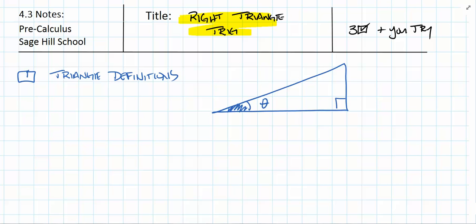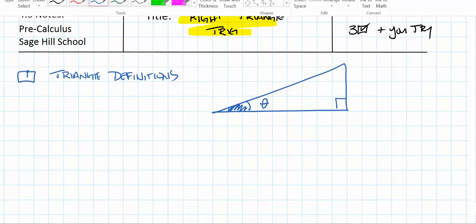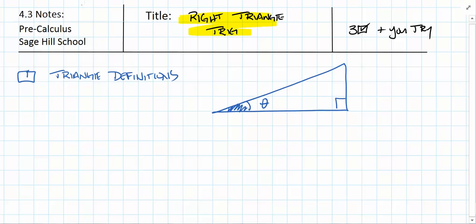All right. So, give yourself a right triangle that looks something like this. And I've given you an angle over here, which we're gonna call theta. In a right triangle, we have 3 sides. What's the longest side called? There's a name for it. Hypotenuse. Very good. So this one is the hypotenuse.